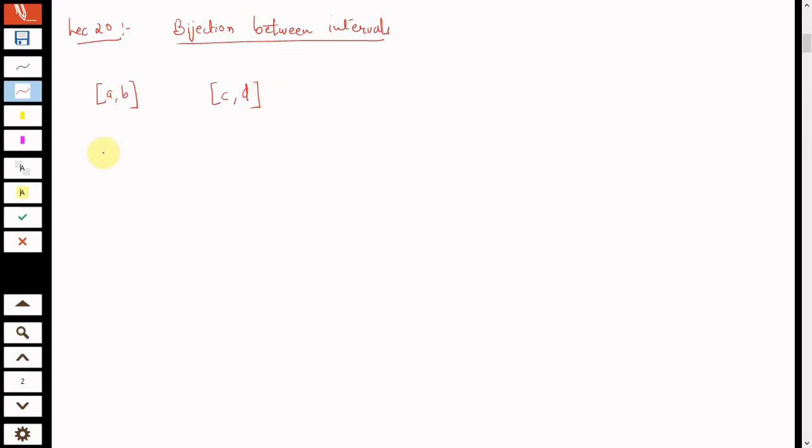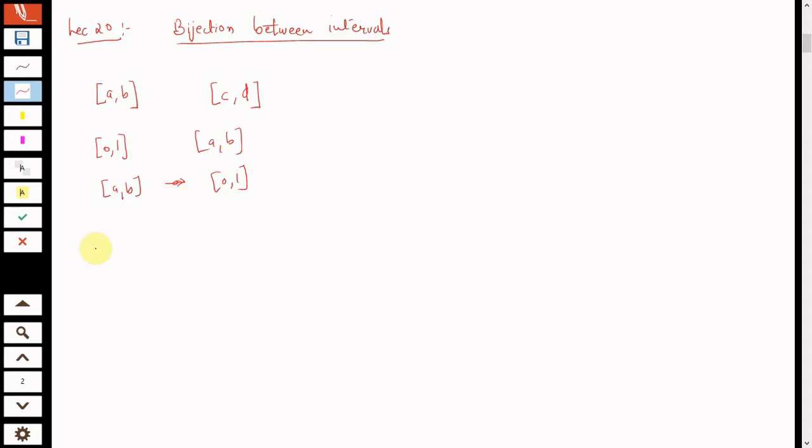First, we will exhibit the bijection between the closed interval 0 comma 1 and a comma b, and similarly the inverse of this map would give me the bijection from a comma b to 0 comma 1. So we can generalize it, and by taking the composition of these two functions, one can have a map from a closed interval a comma b to any closed interval c comma d. So let's explore such a bijection.